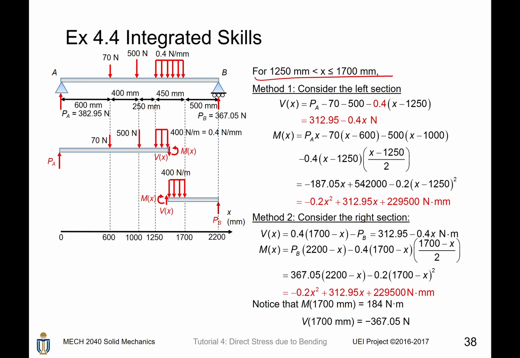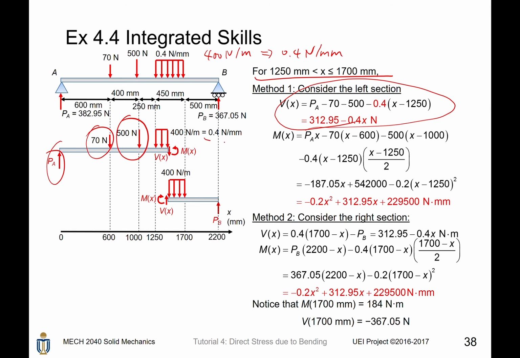For the left section, the sign convention is like this. The shear force can be easily found by using this formula. But notice that in the original problem, here it is given by 400 Newton per meter. So this unit can be converted to millimeter one, which is 0.4 Newton per millimeter. So you can find the shear force, which is PA minus 70 minus 500 minus 0.4 times the length of this distributed load. Simplifying it, we get 312.95 minus 0.4x newtons.